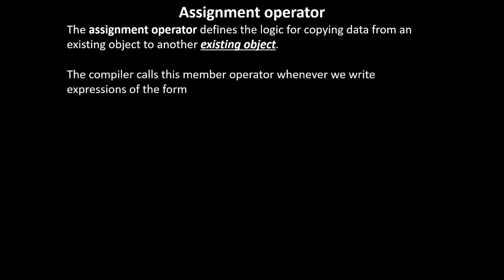So the compiler calls this member operator whenever we write expressions in the form of this: identifier 1 equals identifier 2. That's the same as saying C1 equals C2. Remember, both of those already existed when I did the assignment.